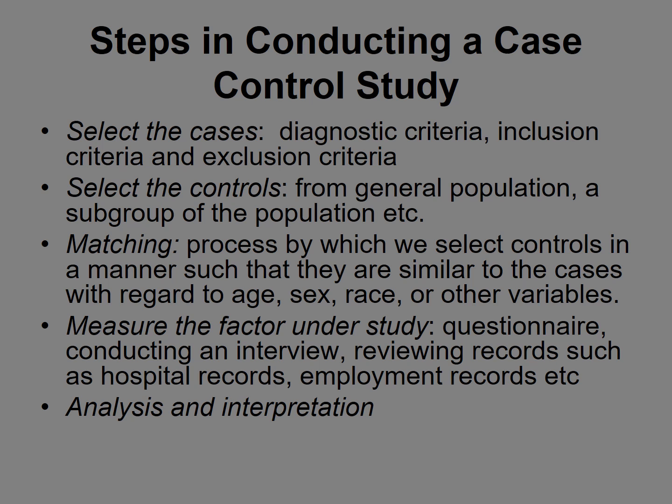So after you do the matching, the next thing you do is measure the factor under study. Whether it's a questionnaire, an interview, or looking at medical records, now you're trying to understand: here are those who have a health condition and those who do not. What is the difference? What were those who have the health condition exposed to? And is there any difference from those who are healthy?